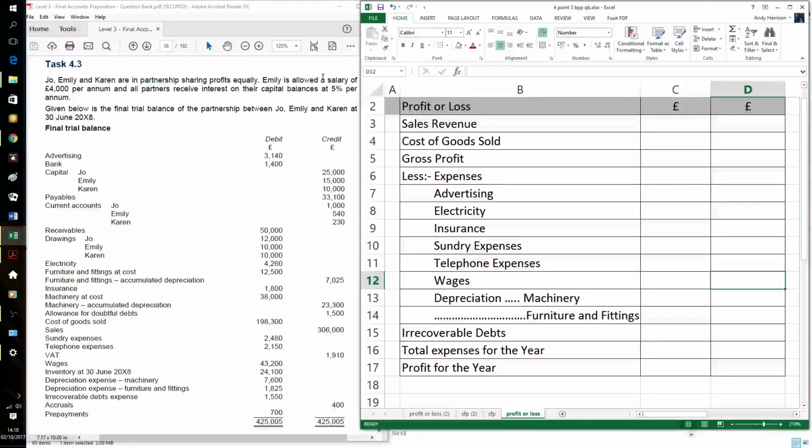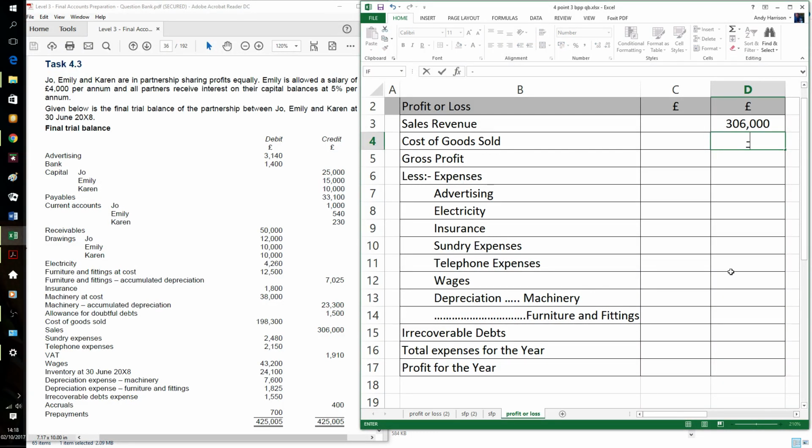They're going to share the profits equally. One of them gets a salary and they all get the interest on their capital. So most of the figures are straight off the trial balance. You get little green arrows to click in the exam, make sure you do. But without further ado, there's the first one in, that's the figure from here.